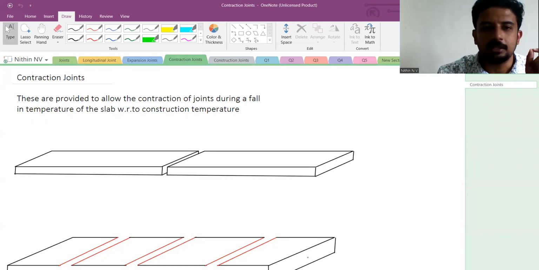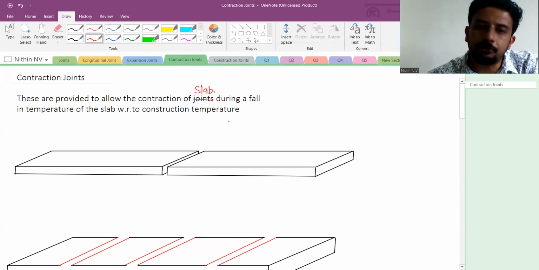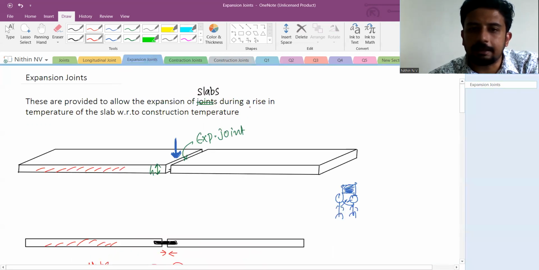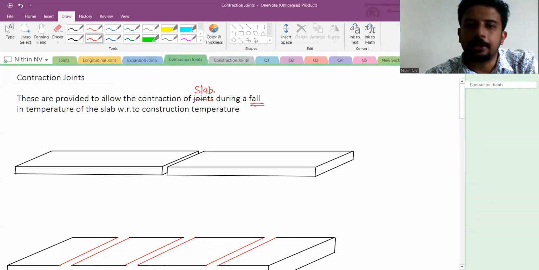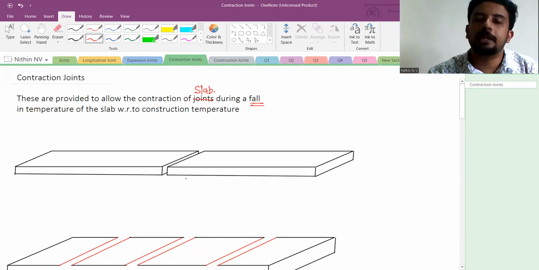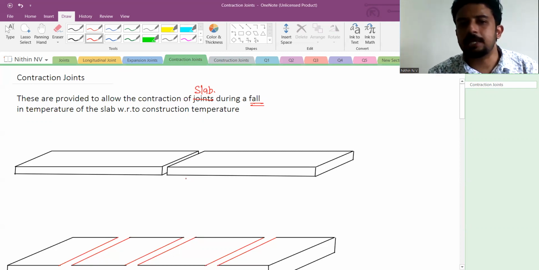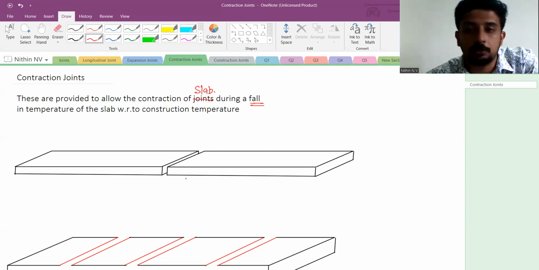Means, look here. These are provided to allow the contraction of the slab. This is also a typing mistake only. Contraction of the slab during a fall in temperature. The previous one was during a rise in temperature. During a rise in temperature only expansion will happen, no? Now during a fall in temperature, what will happen to the slab? There will be a contraction. So if we are not providing space for the slab to occupy, what will happen? Again, cracks will generate. To avoid that, again some discontinuity, some gap we need to provide.